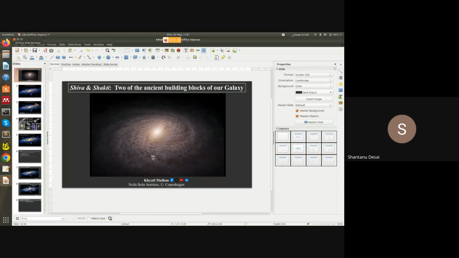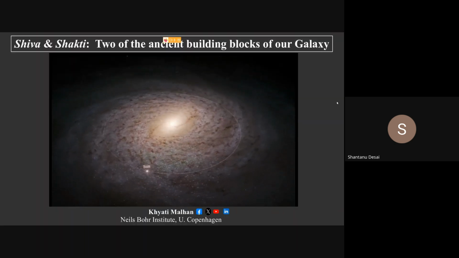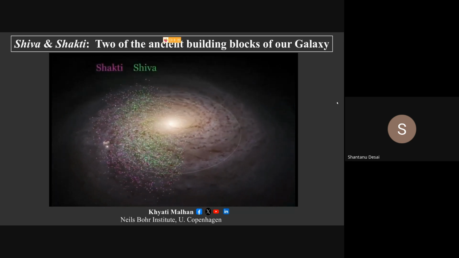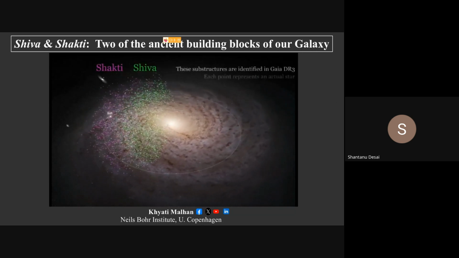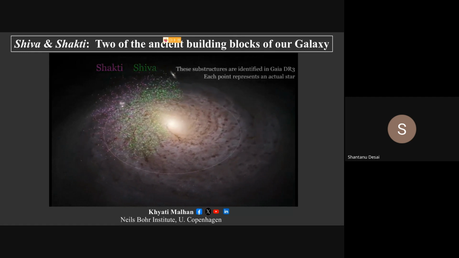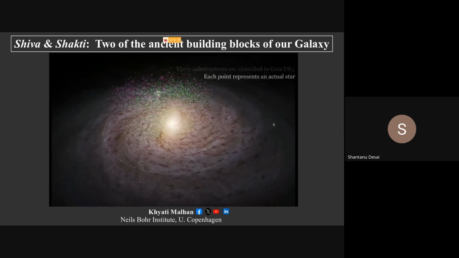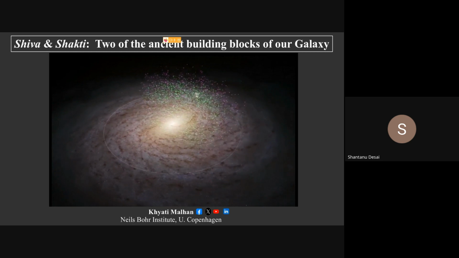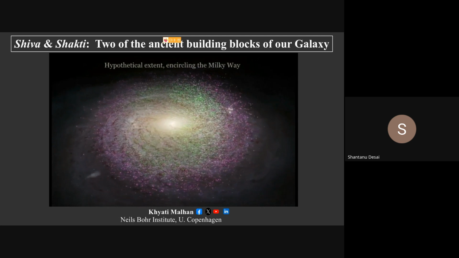So Kathy did his master's and BSc from Delhi University, then did his PhD at University of Strasbourg with Rodrigo Ibata, then had postdoc positions at Stockholm University, and then the prestigious Humboldt Fellowship at MPI Heidelberg, and now is a postdoc at Niels Bohr Institute, Copenhagen, Denmark. So Kathy has done a lot of very interesting work on galactic archaeology and studying the Milky Way, providing more insights on dark matter and other stuff.